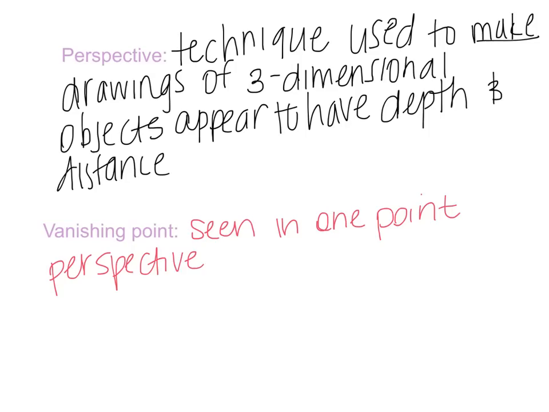Alright, the next thing that we need to do is get the definition of perspective down. This is a technique used to make drawings of three-dimensional objects appear to have depth and distance. The other definition that you need to get down is vanishing point. A vanishing point is seen in a one-point perspective, which is what we are going to look at in the next slide.